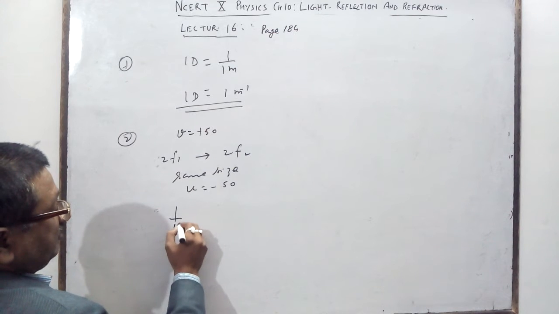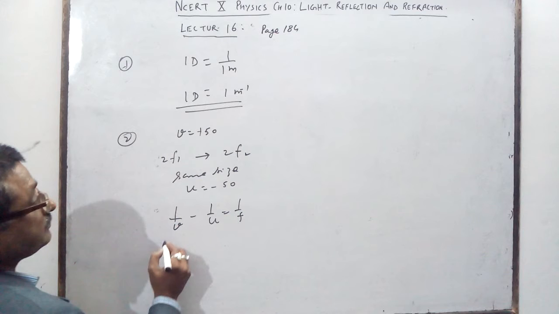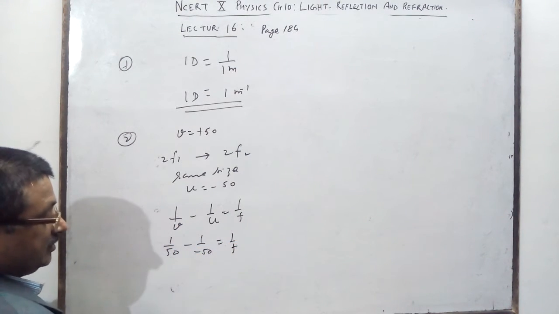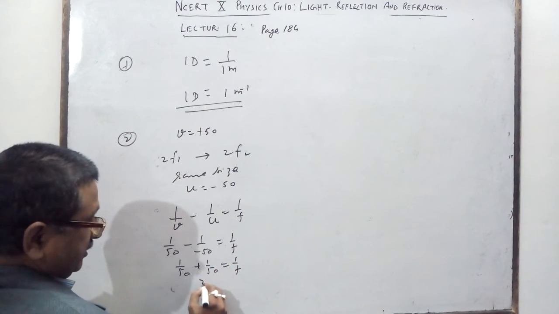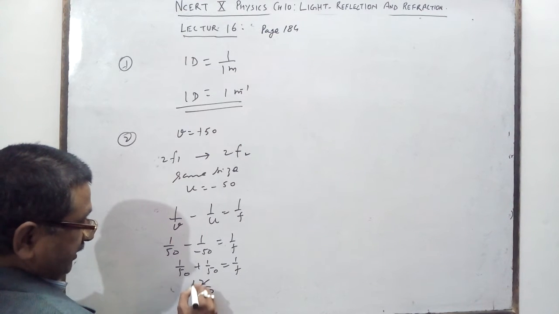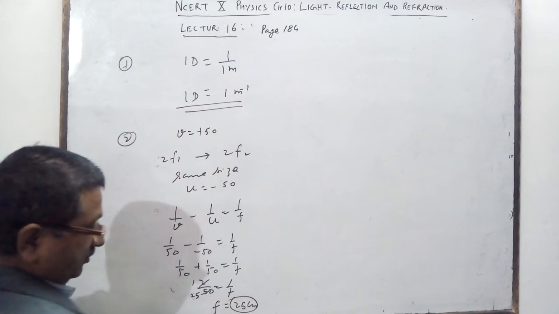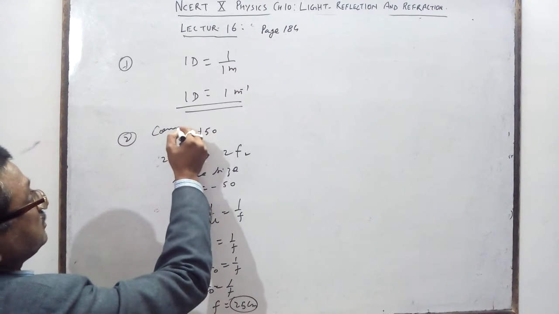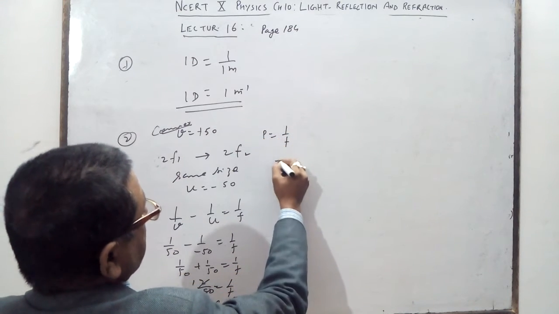So the lens formula: 1 by V minus 1 by U is equal to 1 by F. 1 upon 50 minus 1 upon minus 50 is equal to 1 upon F. 1 upon 50 plus 1 upon 50 is equal to 1 by F. That is 2 by 50, which is 1 upon 25. So 1 upon 25 is equal to 1 by F, so F is equal to 25 centimeter. It is the focal length of the convex lens, and that's why it is positive.